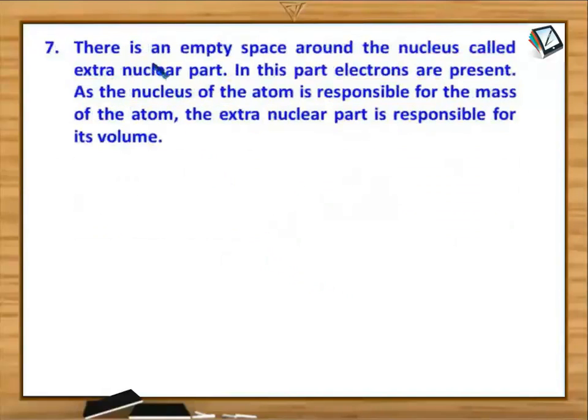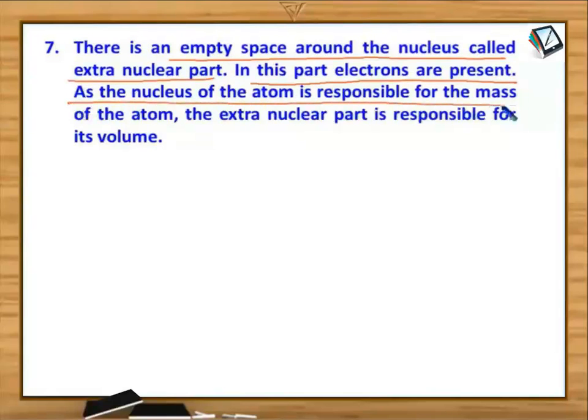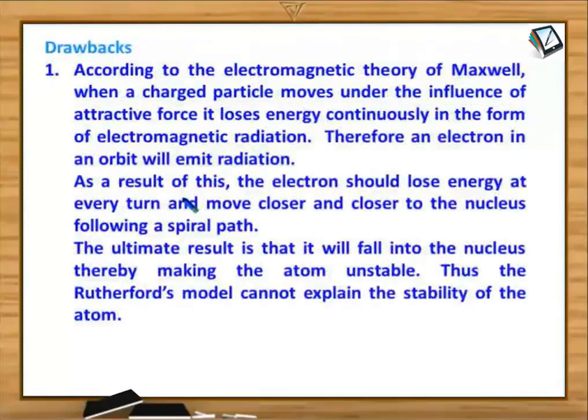In the last point, there is an empty space around the nucleus which is called the extra nuclear part, and in this part the electrons are present. As the nucleus of the atom is responsible for the mass of the atom, the extra nuclear part is responsible for its volume. Now let's understand the drawbacks behind this Rutherford's atomic model.